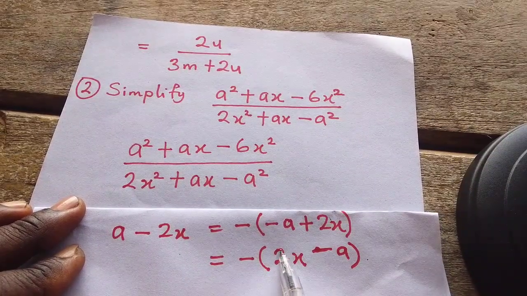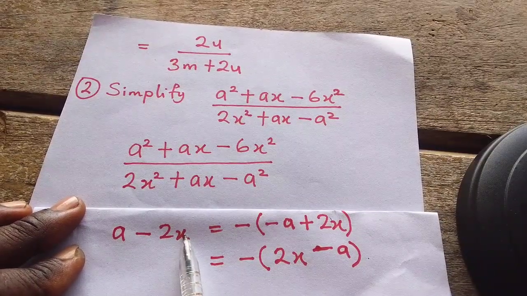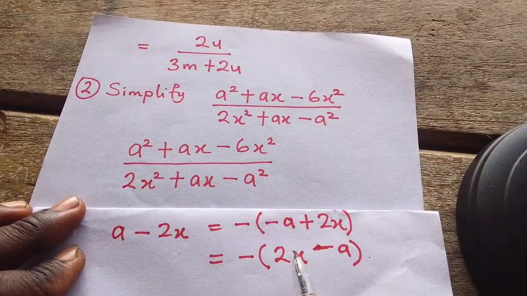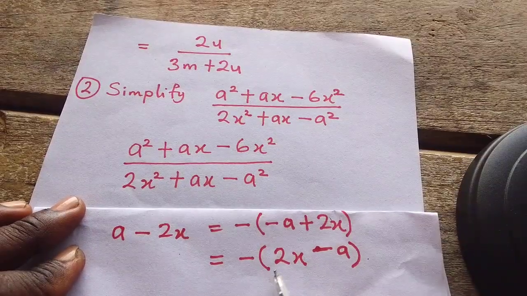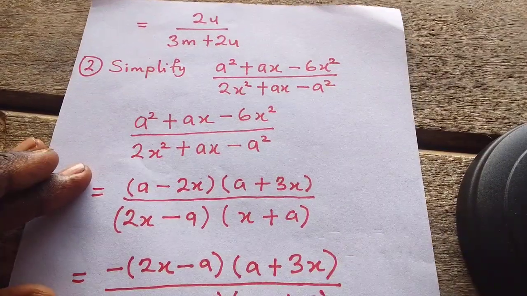The same thing as saying 2x minus a. So that means a minus 2x can be written as minus x (2x minus a). So that is what is done here.